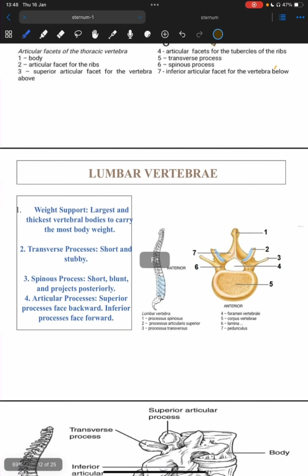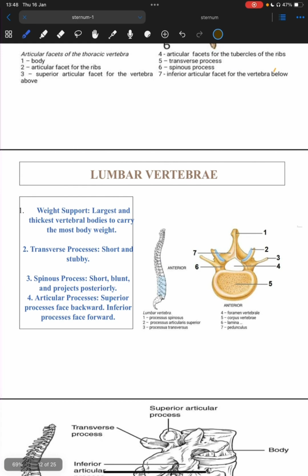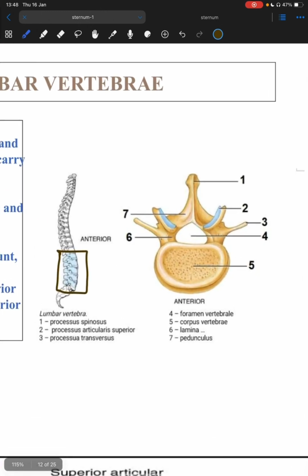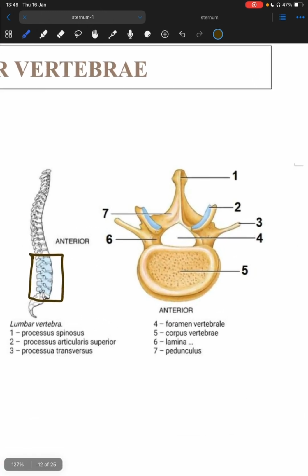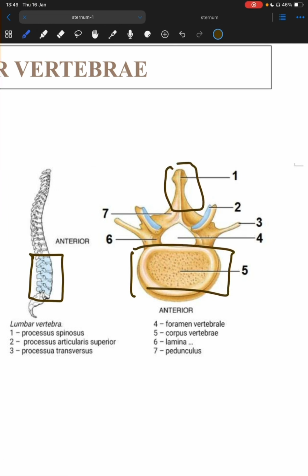Let's move to the lumbar. Lumbar is at the lower back portion. It is responsible for lifting most of the body weight. That's why the body is much thicker. If you can see, the body is much thicker here. We have the spinous process also here. The transverse processes are much smaller.